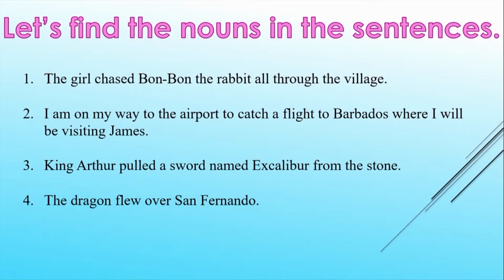And lastly, we have, the dragon flew over San Fernando. So we have 4 sentences there, and I'm going to give you a little while, and we're going to go through them one by one and see if we can find a few of the nouns that there are in it. Right? So let's see what we have.